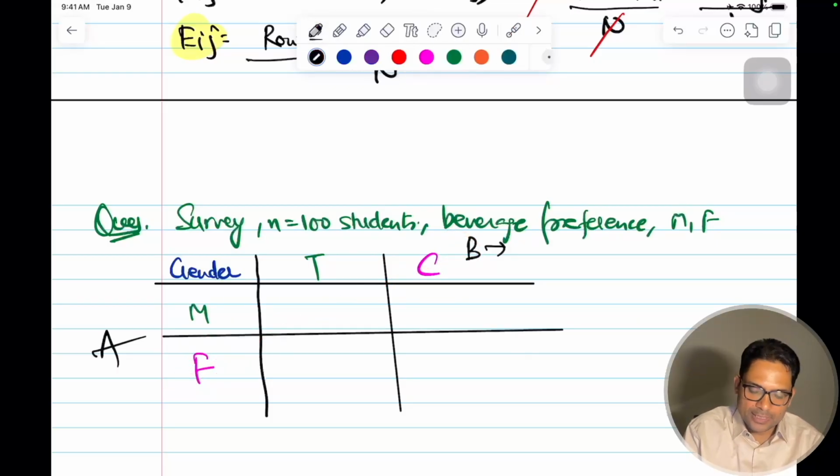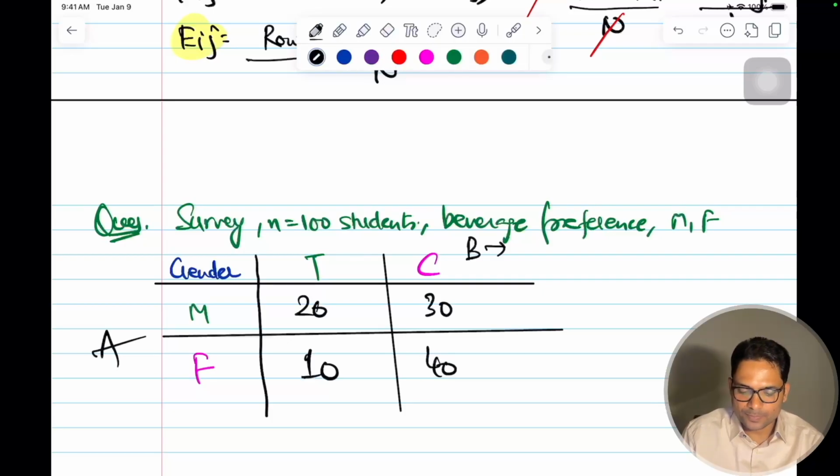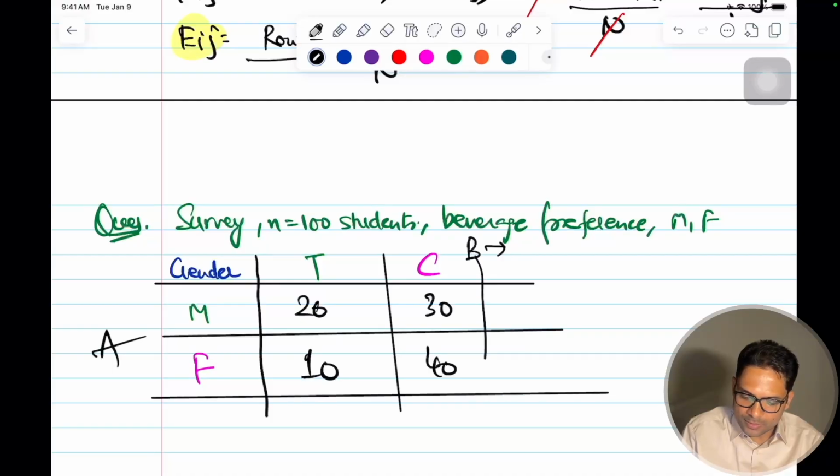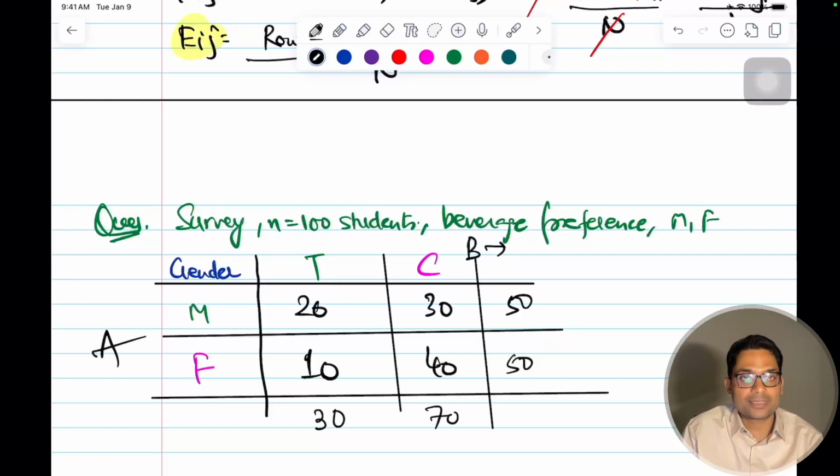So let me put in the observed values. This is the data that you have been given. 20 out of 100, 20 like this, 10 like this, 30 like here, and 70. No, 70 is the total. 40. So I'll draw one more line here and one more line here. What is the total number of males? 50. Total number of females? 50. Total number of people who like tea only? This is 30, and total number of people who like coffee, this is 70.